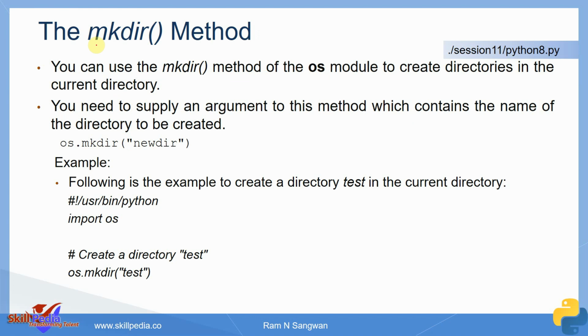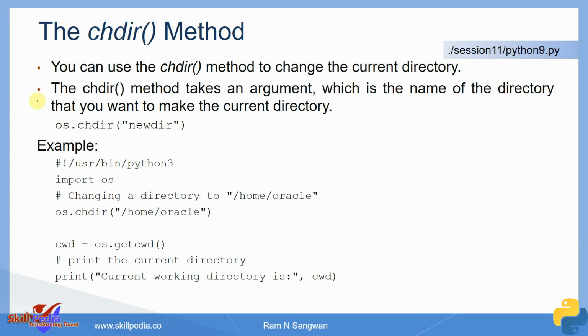The mkdir method. You can use this method of the OS module to create directories in the current directory. os.mkdir new directory. And this example will create a directory test in the current directory from where you are executing the program. chdir will change the working directory.